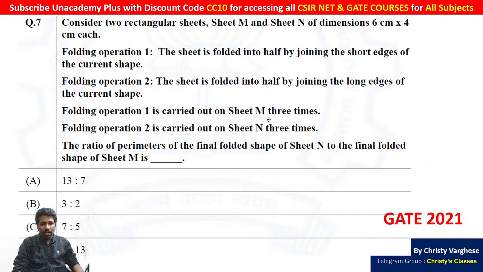The question is saying that there are two papers of size 6 by 4. M and N are the two papers, but they are folded in two different ways. That is what the question is saying. What are the two ways? I will explain, don't worry. If you have a doubt, don't worry, I will explain.